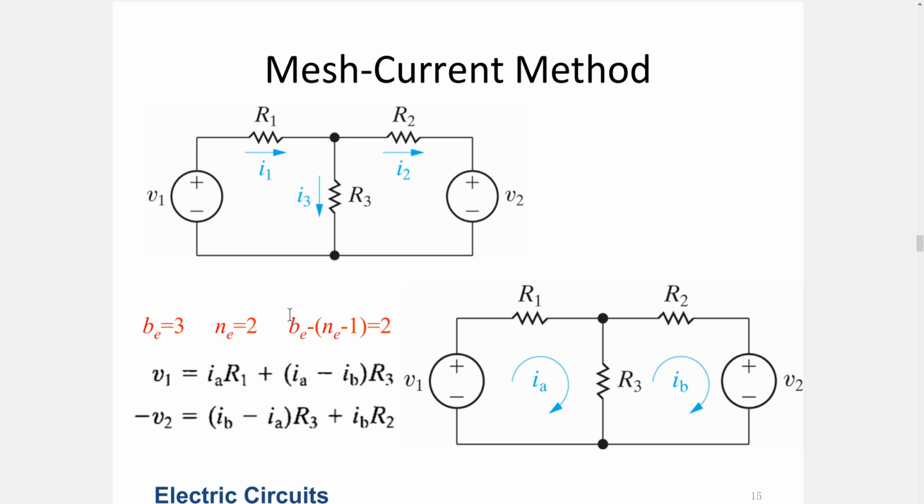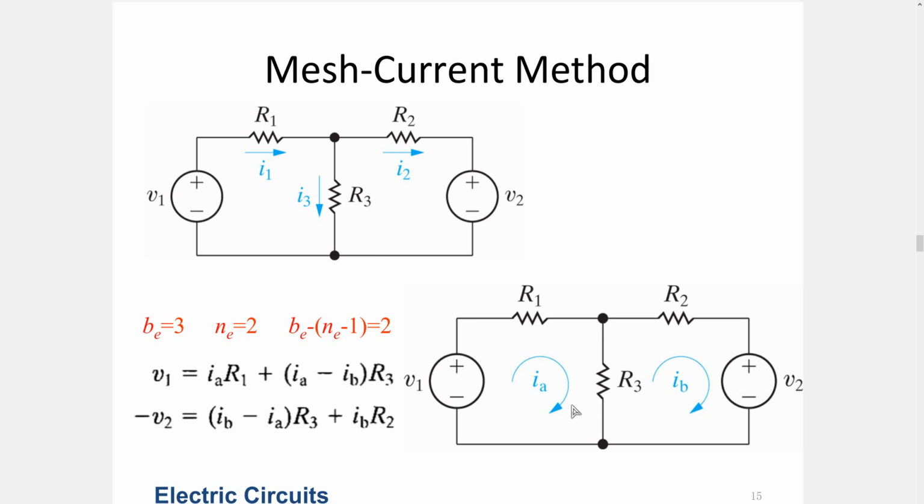So we assume that there are fictitious currents flowing in these meshes. Let's say the one is IA and the other is IB. Now, the next step is expressing all the branch currents in terms of these mesh currents. So for instance, I have I1. Since the direction of I1 and IA is the same, I1 equals IA. And for I2, since it's in the same direction as IB, I2 equals IB.